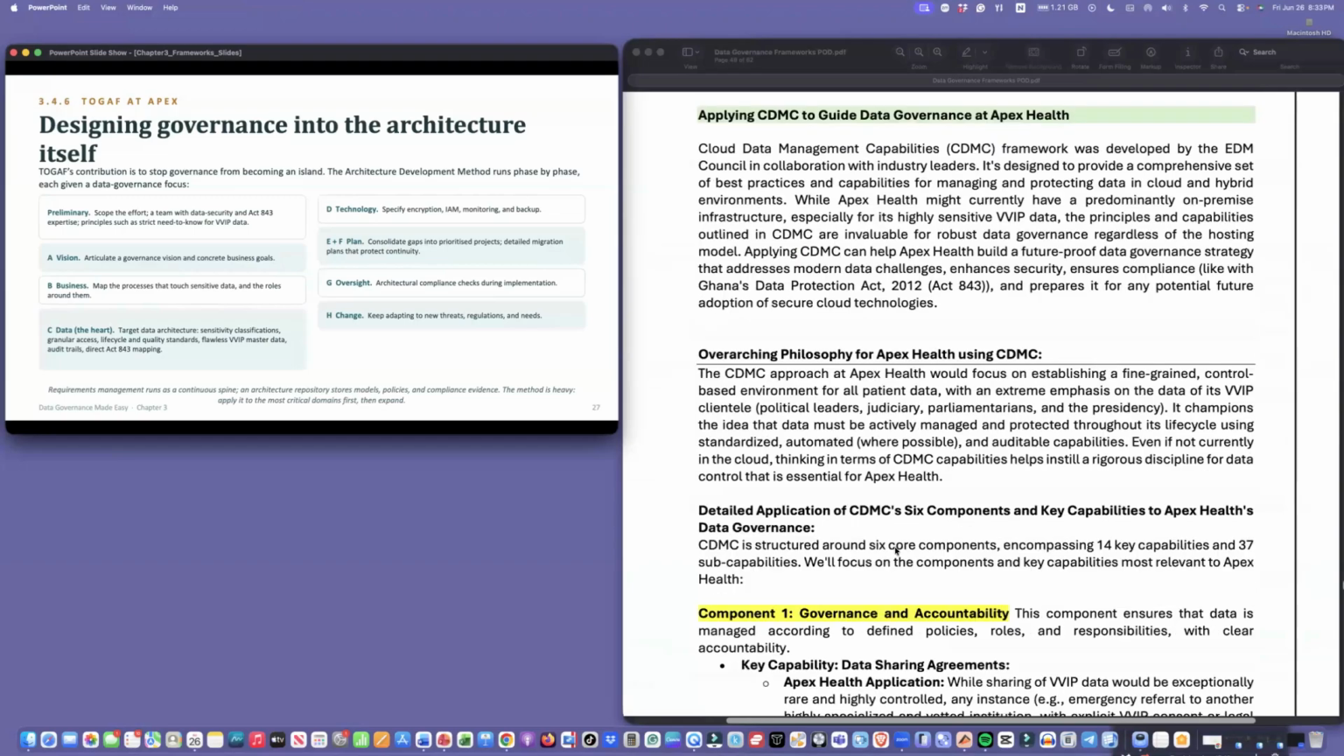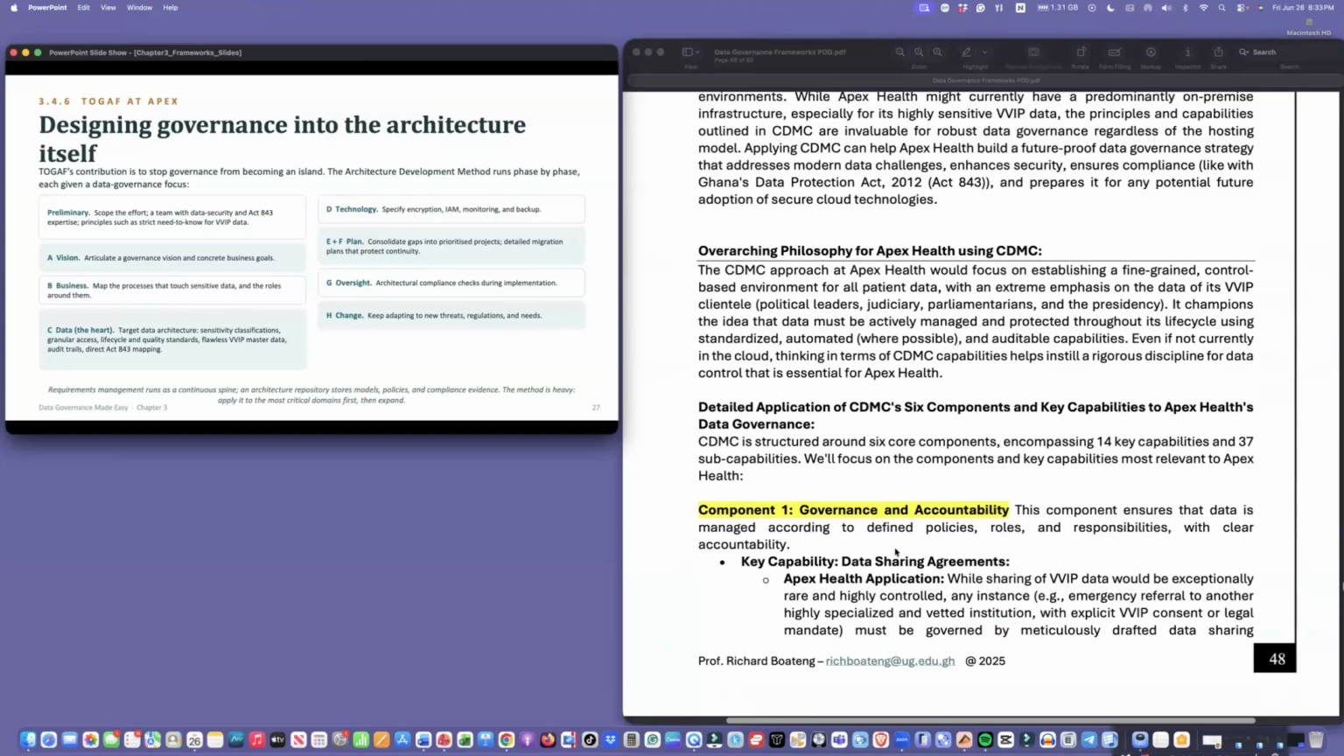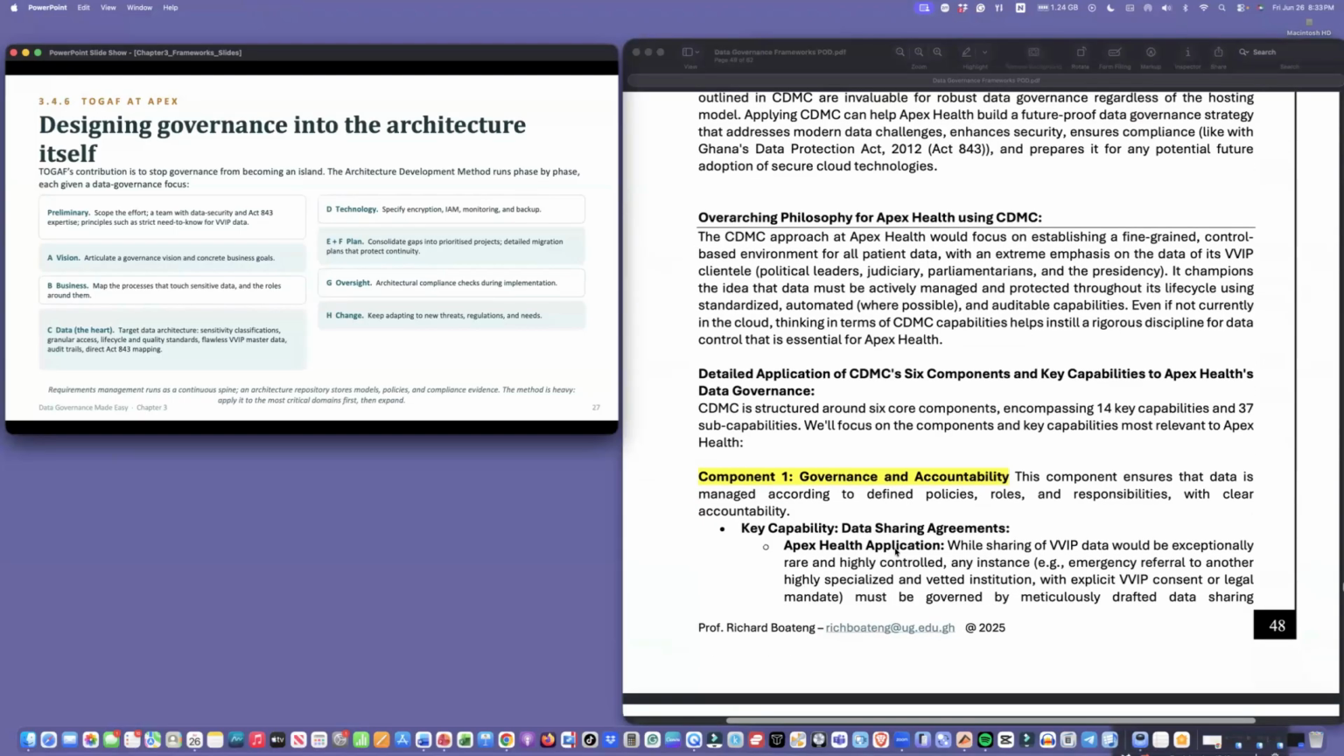Now the last one has to do with CDMC. That has to do with cloud data management. What are the cloud principles that you need? There are 14 key capabilities you have to achieve and 37 sub-capabilities.